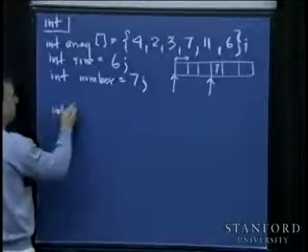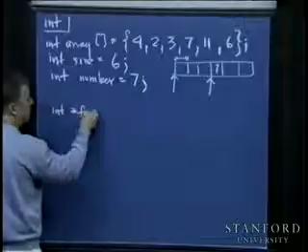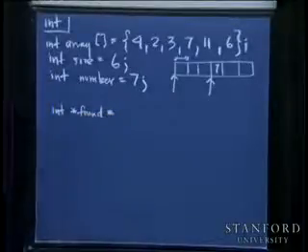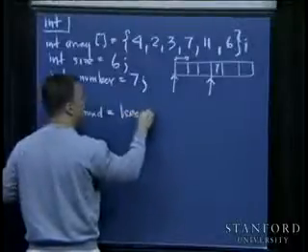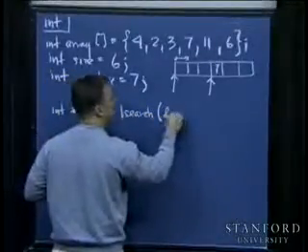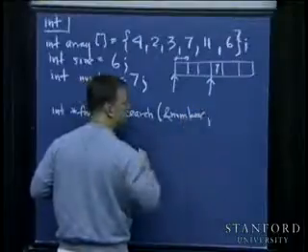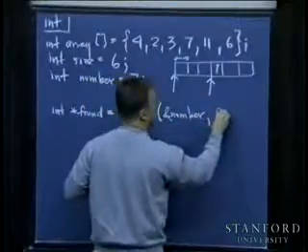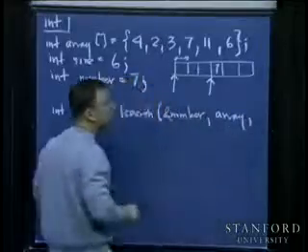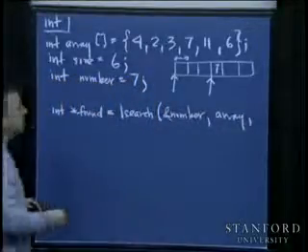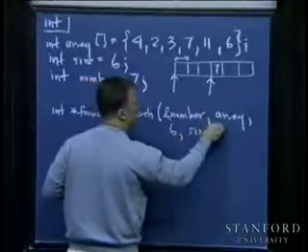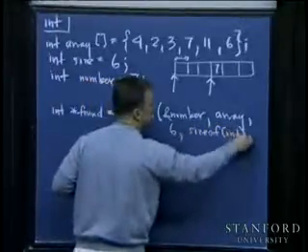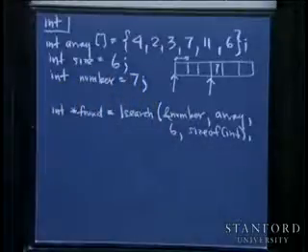Int star found is equal to, this is how I would call L-search. L-search ampersand of number. Array. No ampersand is needed. There's an implicit ampersand because it's really ampersand of array of 0. Pass in 6. Pass in size of int. That at compile time evaluates to 4, at least in our world. Okay, and then I have to provide a comparison function.